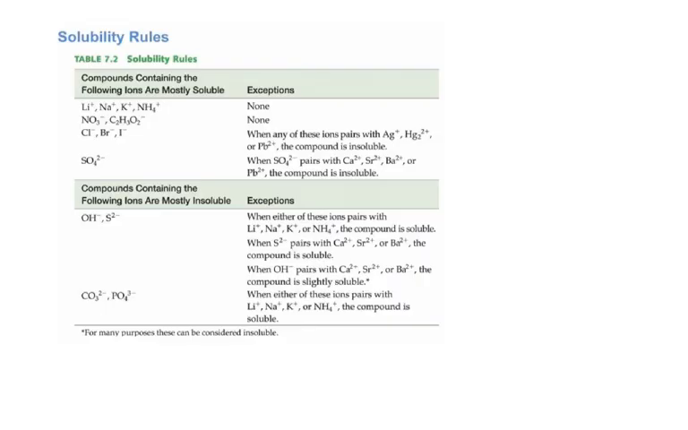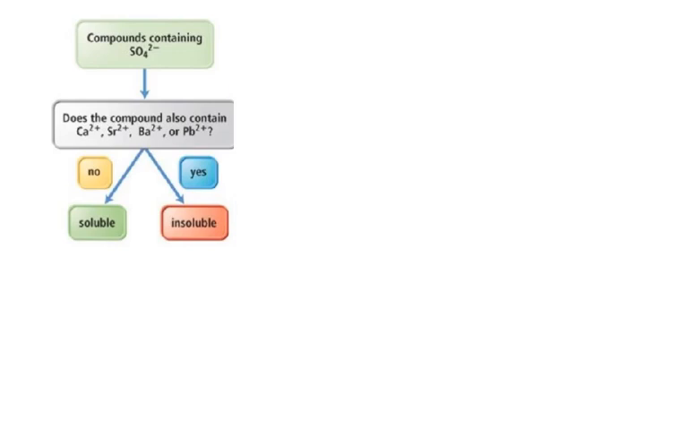Let's go to the next rule. The next rule has to do with sulfates. According to this, all sulfates are soluble except when they are with the following 4 cations: calcium, strontium, barium, or lead. So the flow chart says if you have a compound containing sulfate, as long as you don't have calcium, strontium, barium, or lead, you're going to be soluble. But if it does contain one of those ions, you will not be soluble. You will be a precipitate.